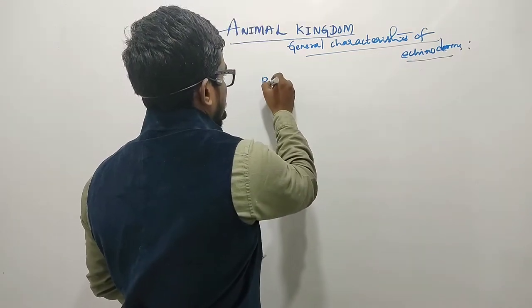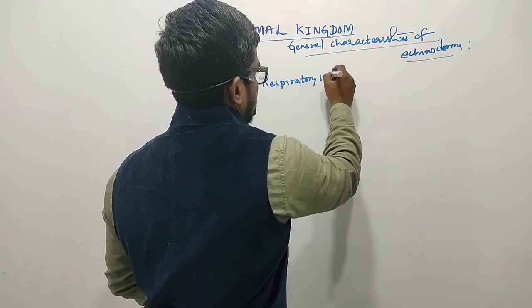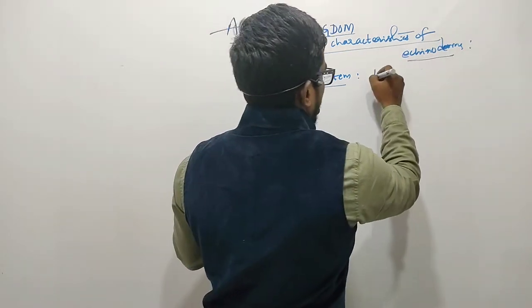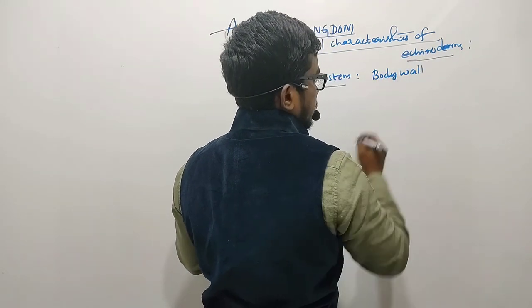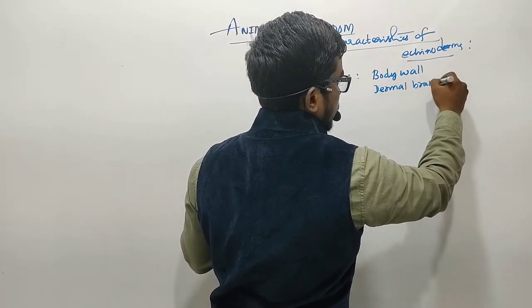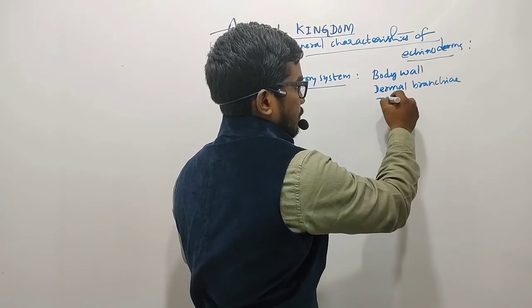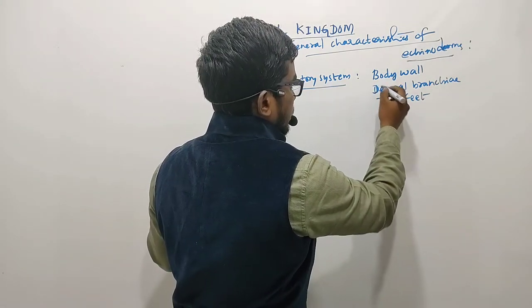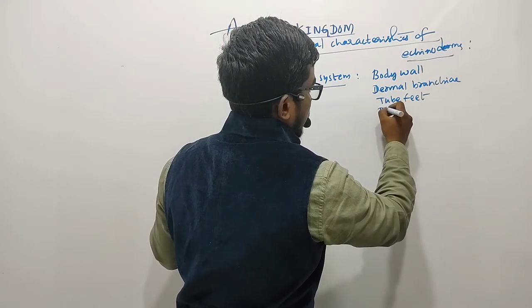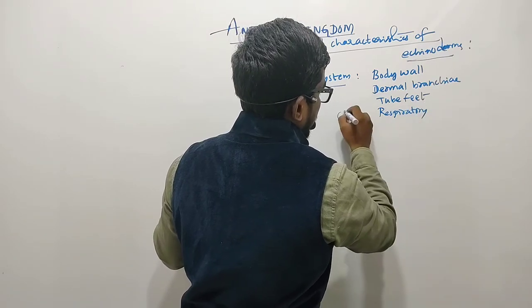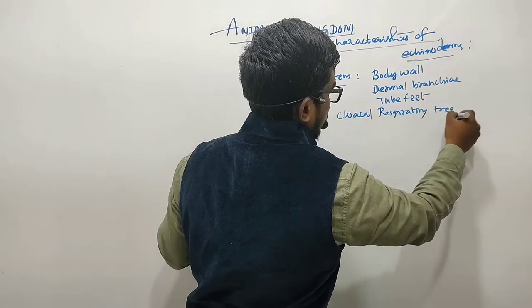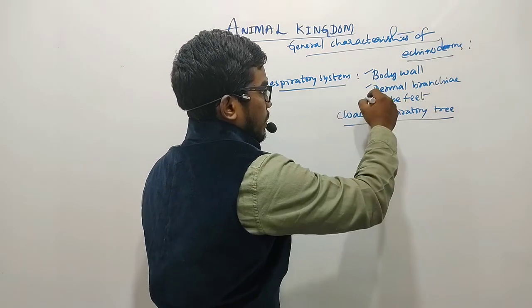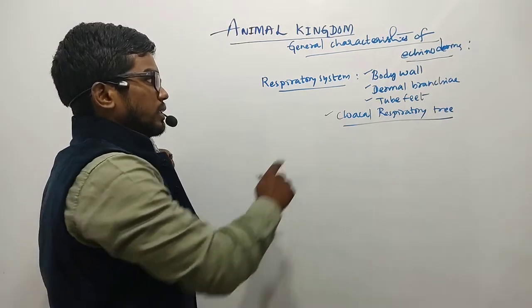Next, moving on to the respiratory system. Here different structures are present which help in the respiration process. The body wall helps in respiration. To go with that, dermal branchiae are also present. I've already talked about tube feet; tube feet also help in respiration, dear students. Further, there are branchial trees as well, or respiratory trees, you can say cloacal respiratory trees, which help in respiration. Remember four important structures: the body wall, dermal branchiae, tube feet, and the cloacal respiratory tree, through which respiration occurs.